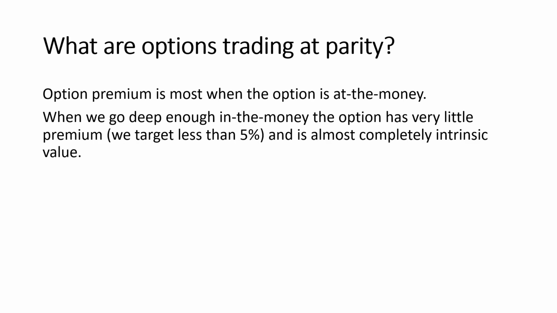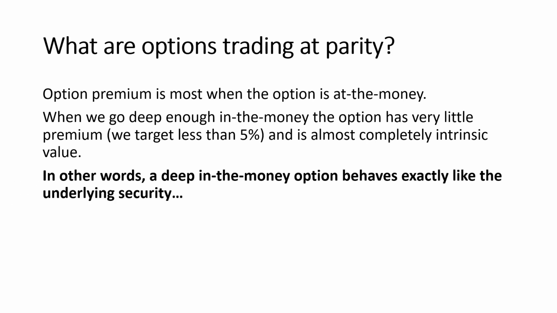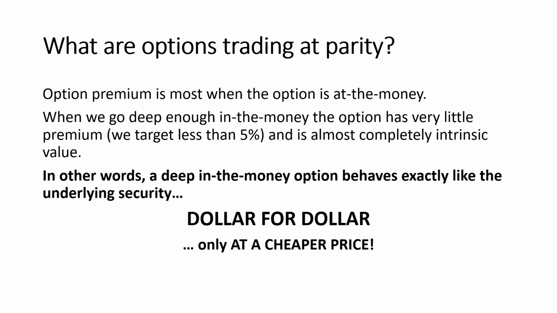However, if we're looking for a substitute for the underlying symbol, if we go deep enough in the money, the option changes its characteristics. It has very little premium. In fact, we try to target less than 5%, and instead it's almost completely intrinsic value. And you're saying, well, what does that mean? A deep in the money option behaves exactly like the underlying security, dollar for dollar, but it's cheaper.